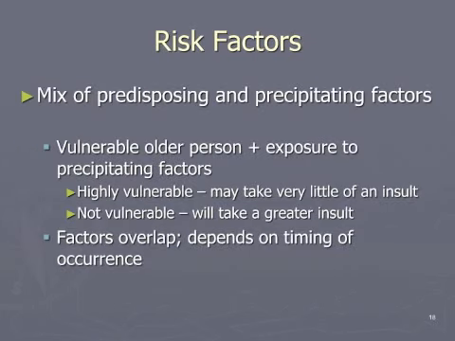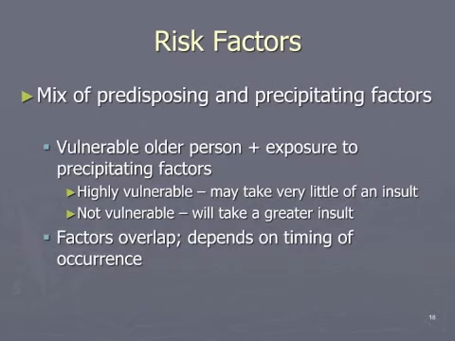Now, if you think of risk factors, they're a mix of predisposing and precipitating factors. And I think you might imagine an older person as being vulnerable to various degrees to development of delirium, and then they're exposed to something that would be a stressor that might precipitate delirium in them. So it's a mix of their vulnerability and the precipitating factor. Highly vulnerable individuals will take very little of an insult to develop a delirium, while if you're more robust, it will take a greater insult. The precipitating factors do overlap, and whether they're predisposing or precipitating often relates to when it occurred.